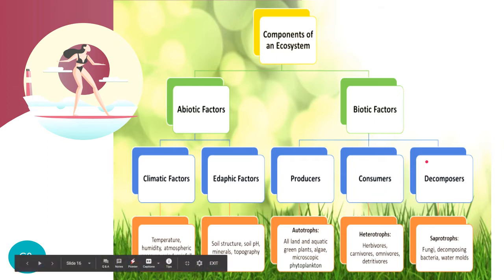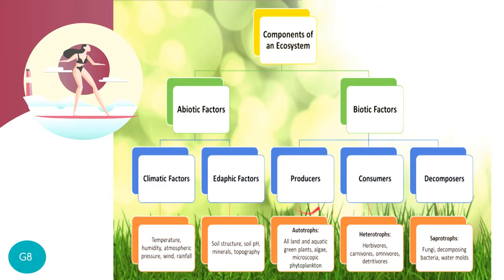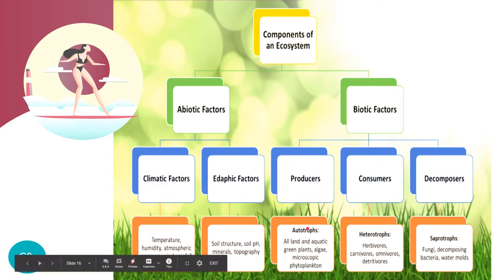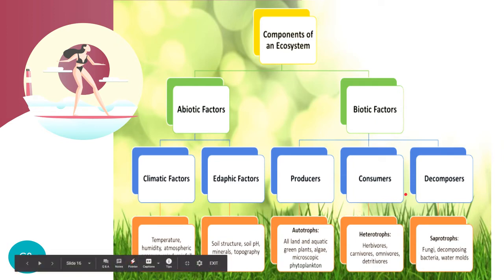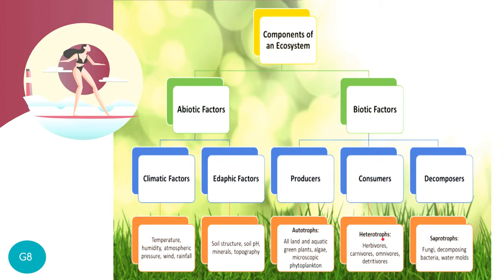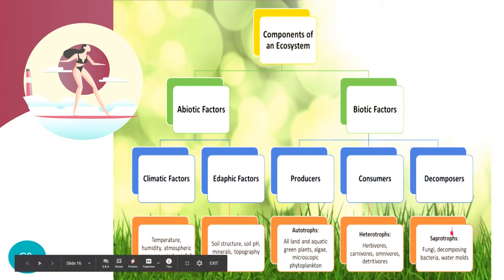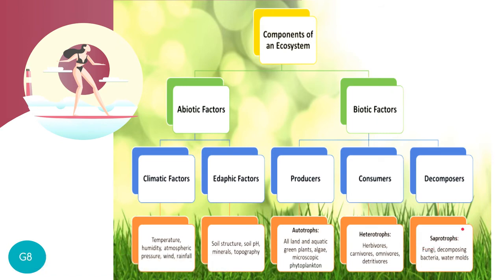Biotic factors are further divided by their ecological niche or the role they play. So you have your producers, which are also your autotrophs. So these are your photosynthetic plants, algae, and phytoplankton. Consumers are your heterotrophs. Okay, so those are your herbivores, carnivores, omnivores, and detritivores. And then there are decomposers or your saprotrophs. So those are your fungi, decomposing bacteria, and water molds.